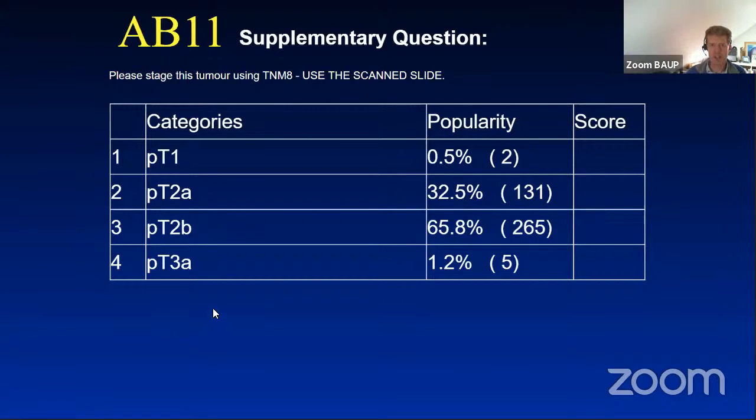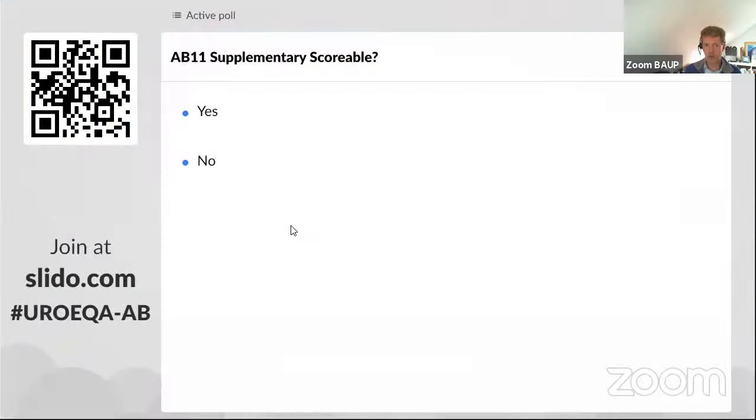The next thing was the staging, and we asked you to use the scanned slide. So that's the image which I showed you just now, and you can see that the majority we're going to call it PT2B, but that doesn't really reach 70%. So we really do need to merge 2A and 2B in order to be able to score this. So next question, I'm going to ask you if you can score it.